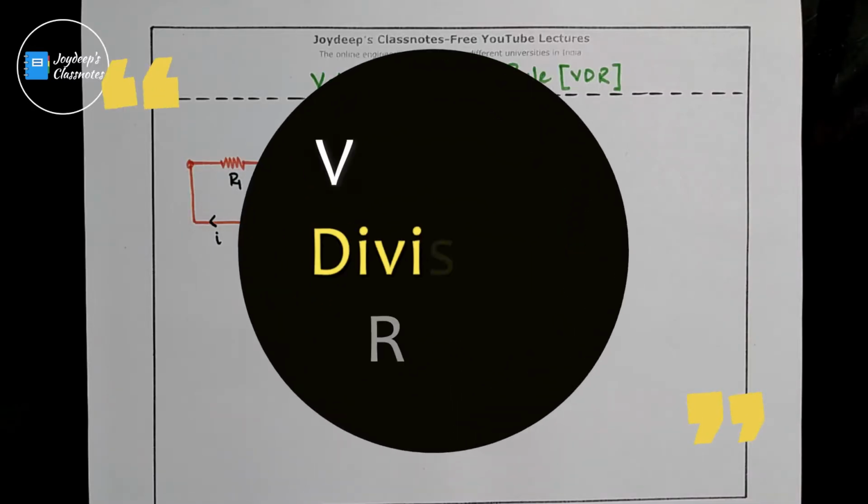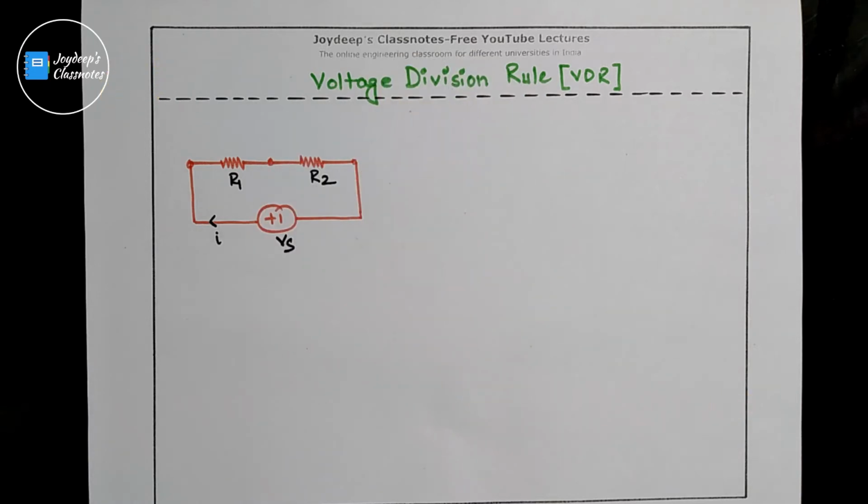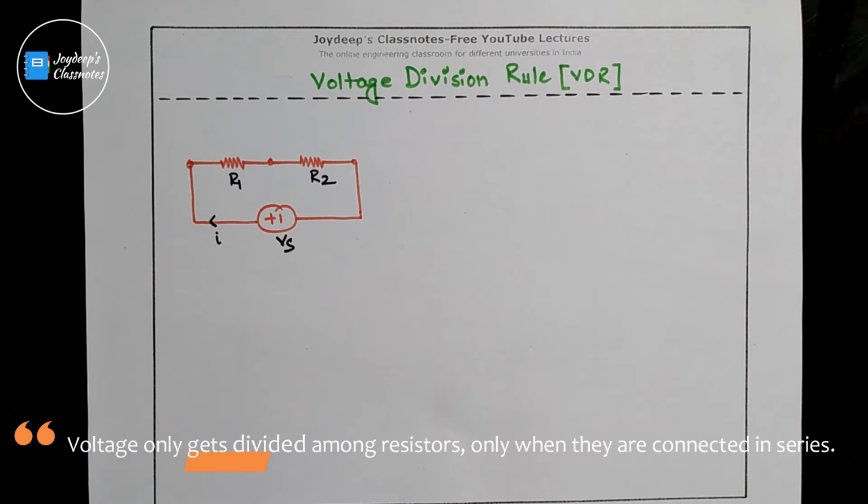So today's topic is voltage division rule. Voltage division rule is one of the very basic but very important rules that you need to know. Before we talk about it, the first thing we need to know is that voltage only gets divided when resistors are connected in series.